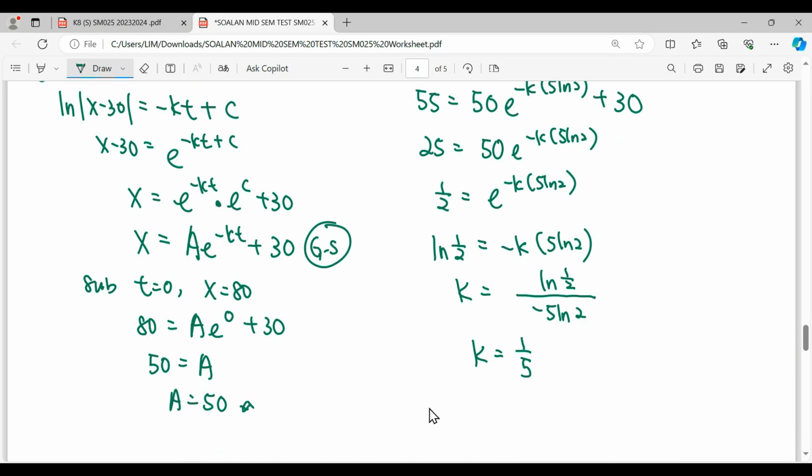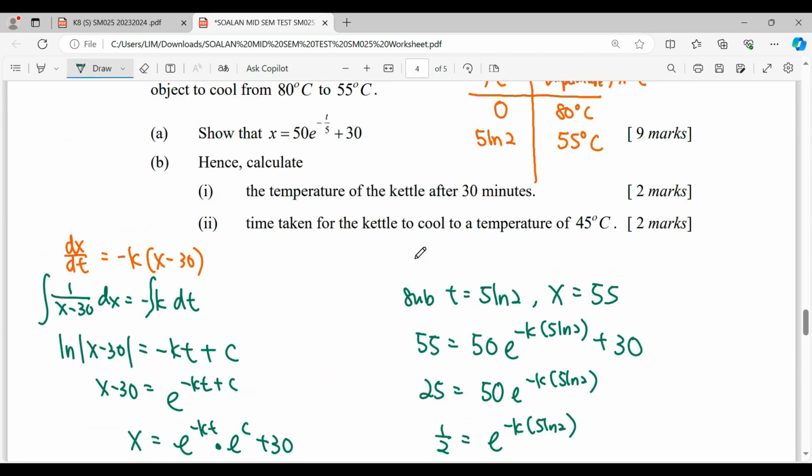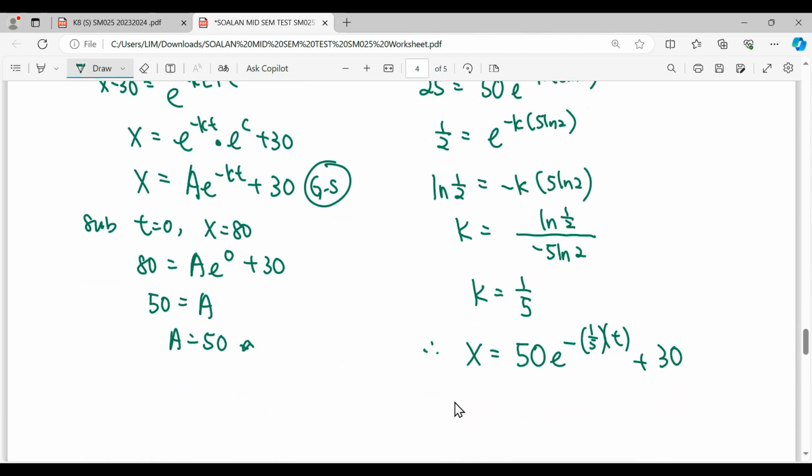Then lastly, we substitute all these constants back into the general solution here, where x equals A, which is 50, e to the negative k, which is 1 over 5, t plus 30, and we write the equation in the form the question asks us to show. So x equals 50 e to the negative t over 5 plus 30.